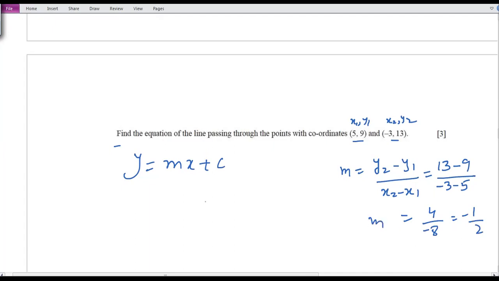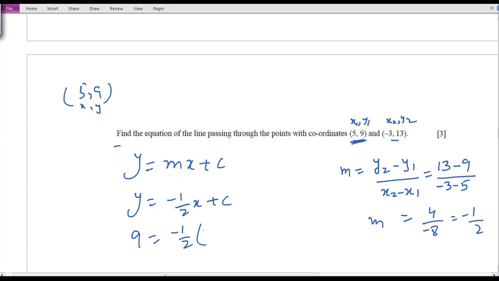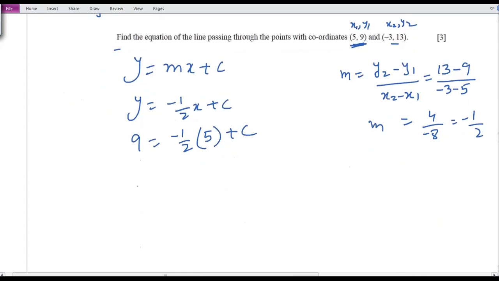Now put this value of m in this equation. It will become minus 1 over 2x plus c. Now we need to find c. For finding c, take any point. I'm going to take this point 5, 9. Of course this is x, this is y. So write these values. Y is 9, minus 1 over 2 into x. What is x? X is 5, plus c. So what will it become? It will become 9 equal to minus 5 over 2 plus c.